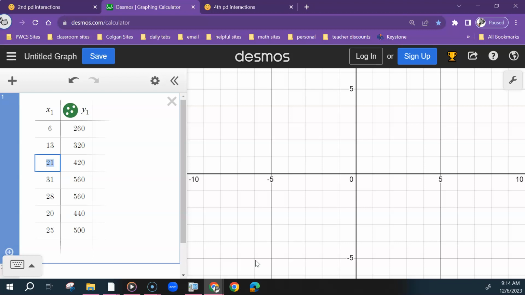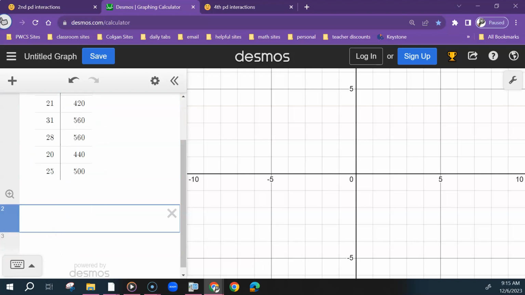So your numbers should match up. If you don't, you may have missed a number. Give you a second to finish putting those in. Once you have all of your numbers in, on the next available line, you're going to type this in.